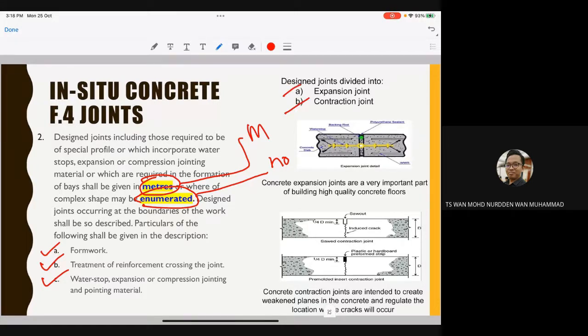Okay, dia macam situasi kalau kita pergi ke shopping complex. Okay, shopping complex, kita pergi ke tempat parking kereta kan. Pernah tak kita rasa macam ada between parking tu dia ada macam ada garis-garis macam tu. Okay, kita terasa kalau kita pijak tu kan. There is the joints lah.